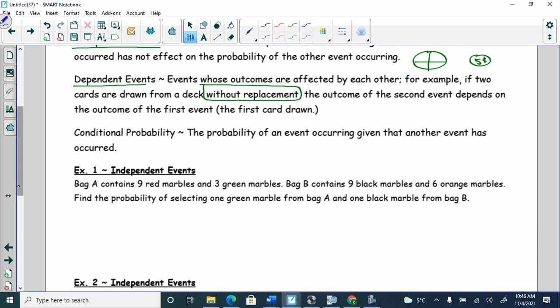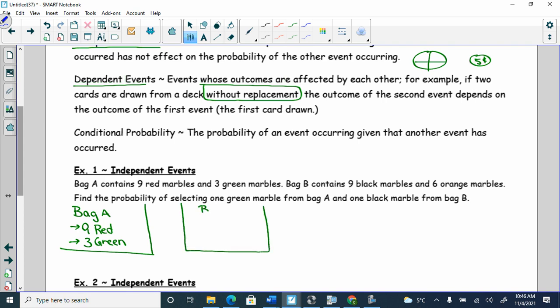We'll look at an independent event question. Bag A, I'm going to write it here. It contains 9 red marbles, 3 green marbles. So that's bag A. Then we have bag B. I'm drawing the bag. Bag B contains 9 black marbles, 6 orange marbles.